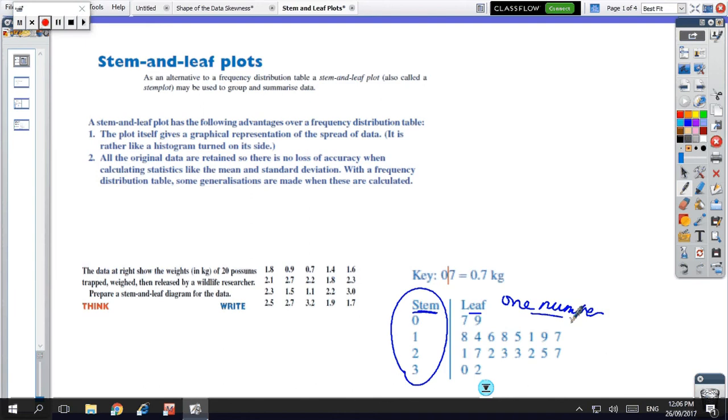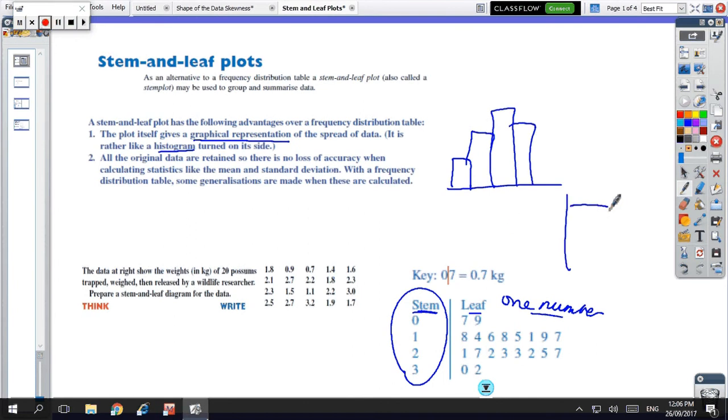Okay, so it's another way to represent data. It's like looking at it as a graph, and it's looking like a histogram. A normal histogram goes up and down, but with a stem and leaf, you could imagine that you're actually seeing the data this way. So it looks like that, but it's just another way to look at data. All the original data is retained, so you can still read the scores, and you can obviously find ranges and interquartile ranges and things like that.